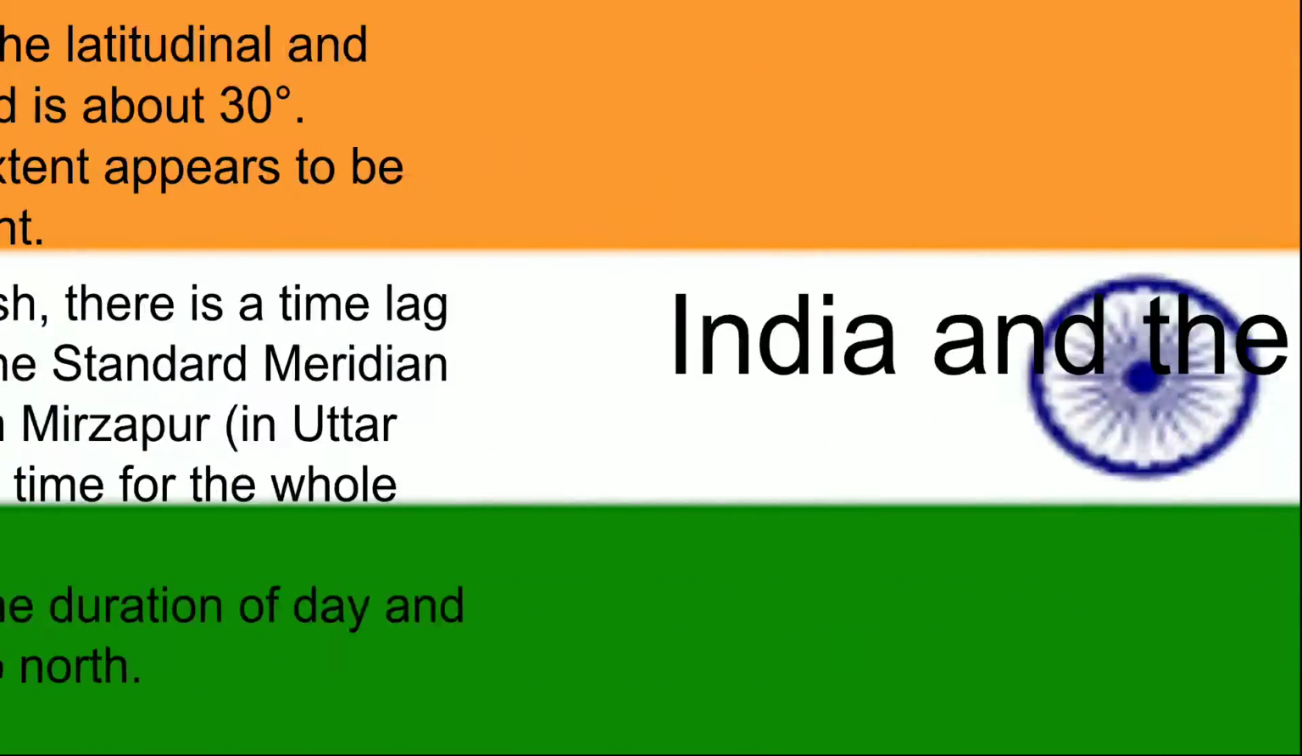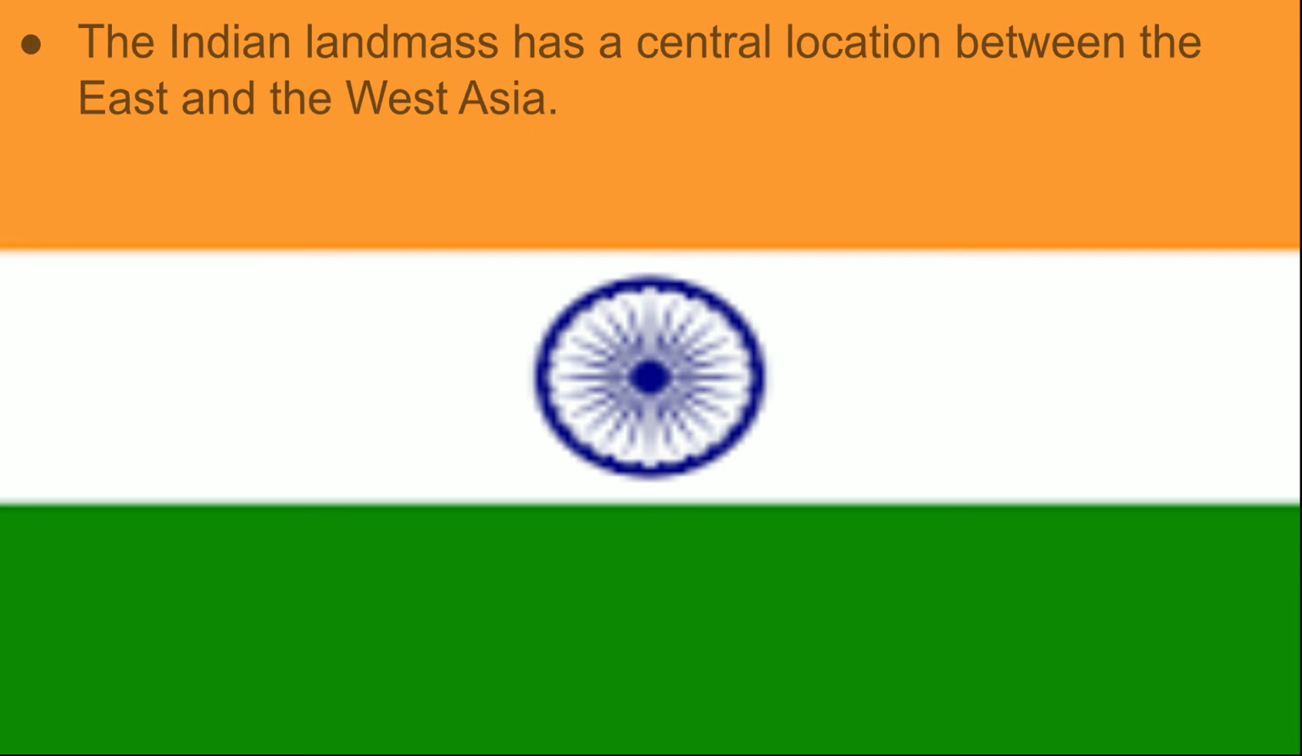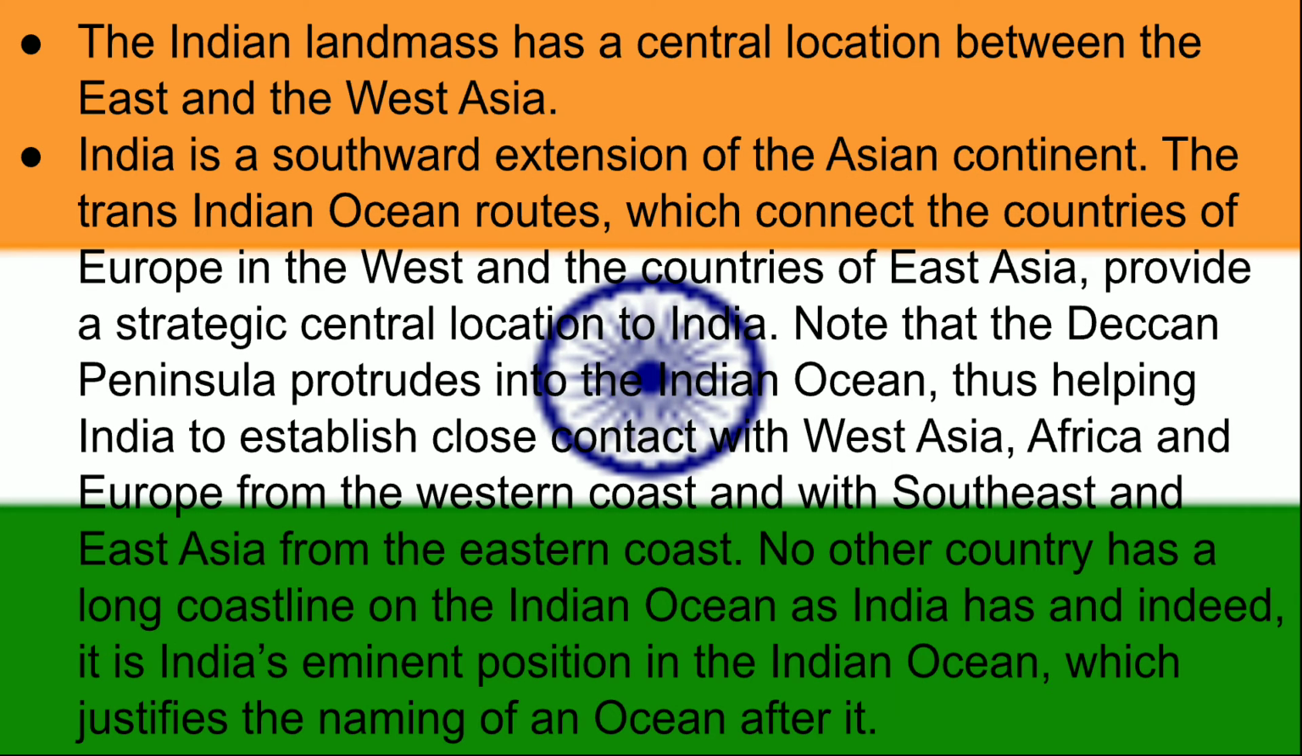India and the world. The Indian landmass has a central location between the East and the West Asia. India is a southward extension of the Asian continent. The Trans-Indian Ocean routes, which connect the countries of Europe in the west and the countries of East Asia, provide a strategic central location to India.